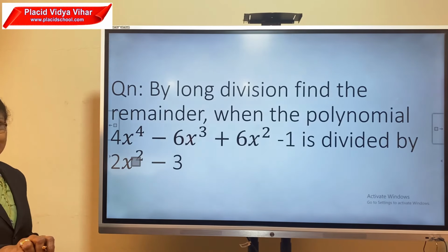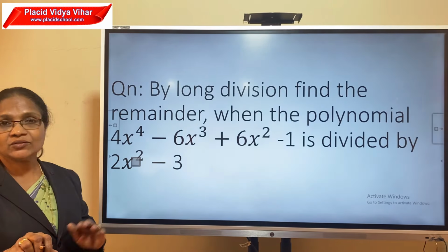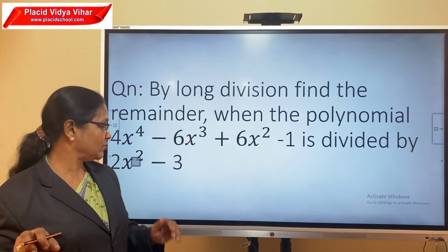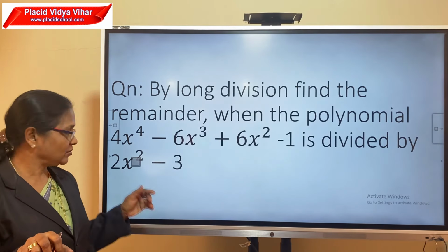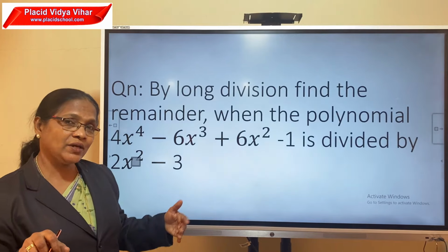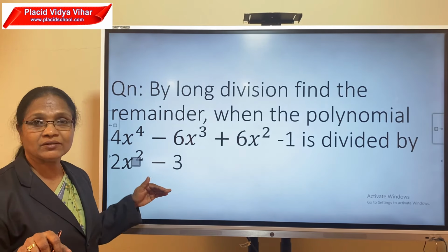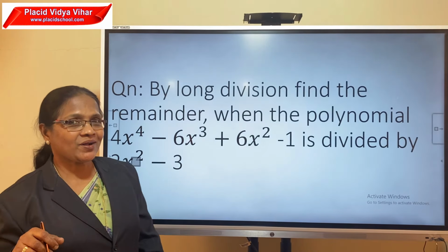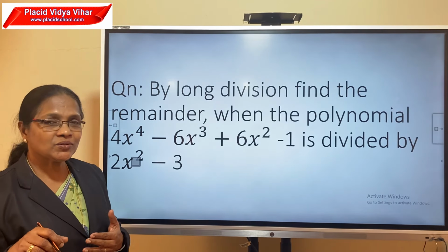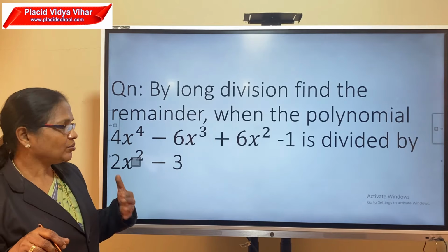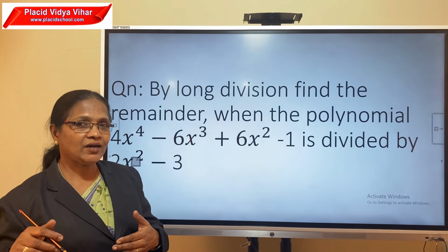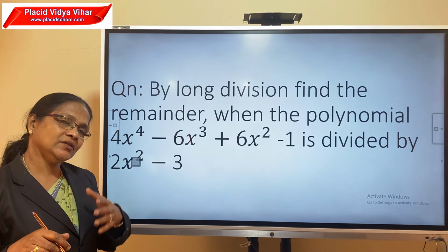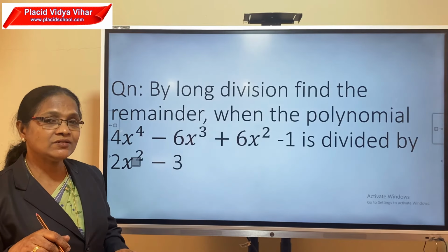Here 2x squared minus 3 is also not in the standard form. We have to enter the x term. Therefore, 2x squared plus 0x minus 3 will be the standard form of 2x squared minus 3. Try to solve this question using both methods. But I'm going to solve it by taking the coefficients alone.